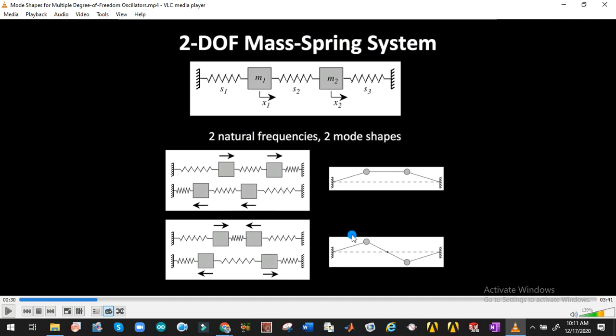One mass will be on one side of the mean line and the other will be on the other side of the mean line. So you can see the possible type of motion here. The amplitude of these masses will be defined by the analytical model. For example, what possible kind of amplitude the masses will be carrying.